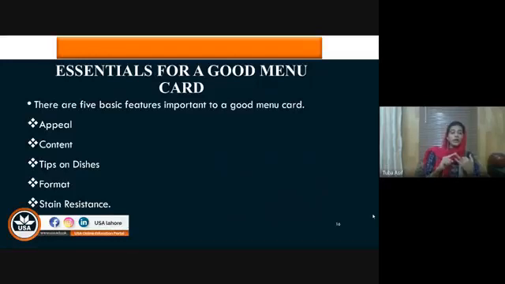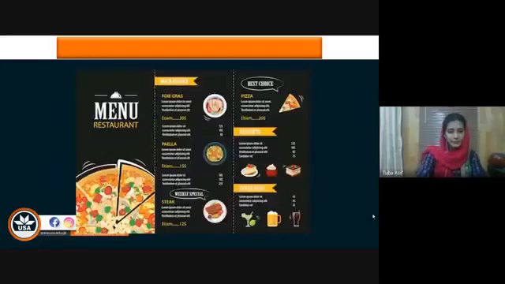What kind of entrees are you giving? Tips on dishes. That means that this particular dish belongs to a particular area, or it has a traditional importance, or it requires a specific skill. The format of the dishes, they're giving combinations, and the stain resistance of the menu card. It is usually preferred that it would be laminated so the stains or the grease could be prevented, and these are very easy to wash and use again.